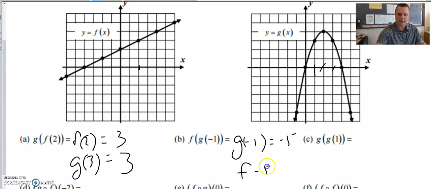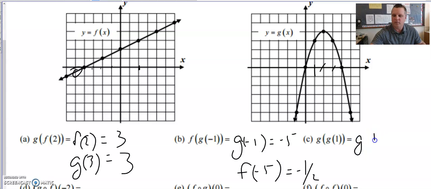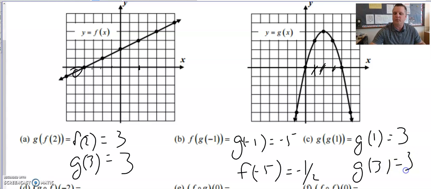And then f of -5. 1, 2, 3, 4, 5, looks to be at -1/2. So you gotta be careful. That 1, 2, 3, 4, 5, we're right about there. So it looks to be the half, -1/2. Next one, we have g of 1. So g of 1 brings me to 3. And then g of 3, here we are again, 1, 2, 3, gives me an output also of 3.